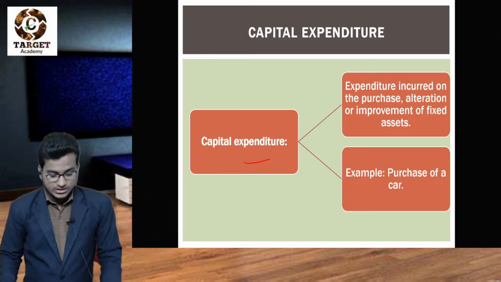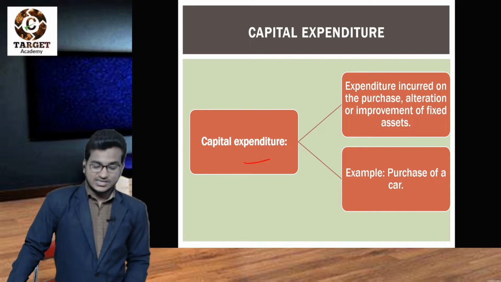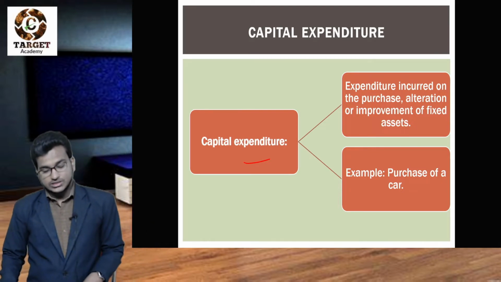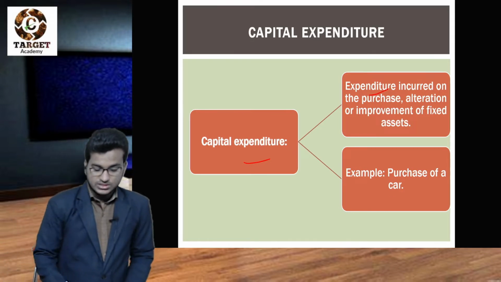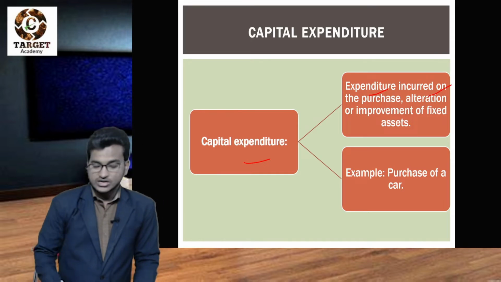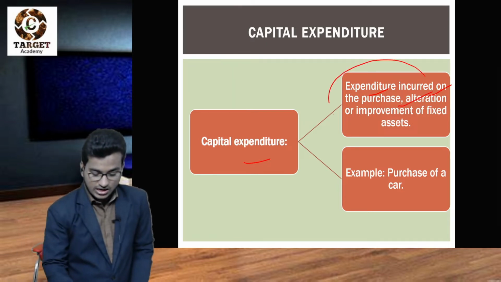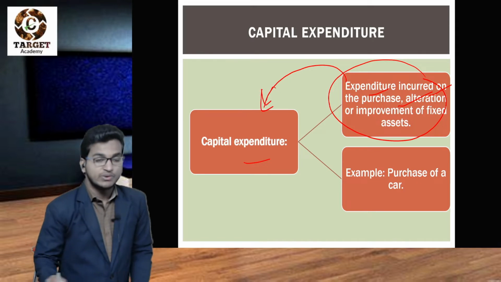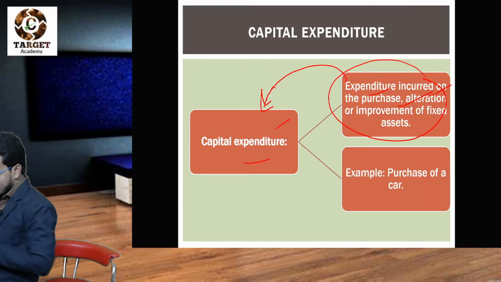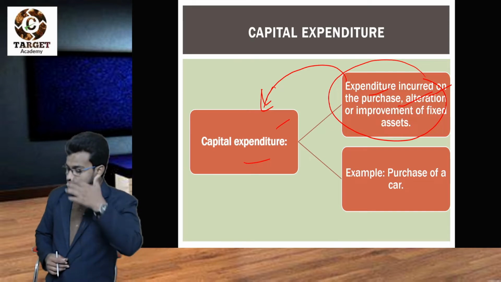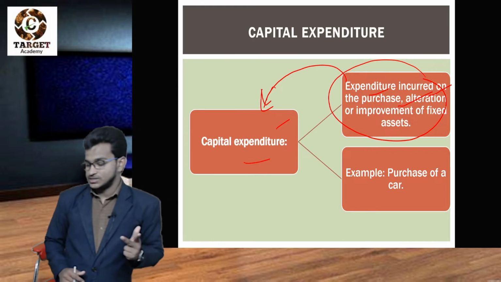What is meant by capital expenditure? Expenditure incurred on purchase, alteration or improvement of fixed asset is capital expenditure. That means there are 3 hidden sentences. First, expenditure incurred on purchase of fixed asset. Second, expenditure incurred on alteration of fixed asset. Third, expenditure incurred on improvement of fixed asset. These three expenditures are capital expenditures.